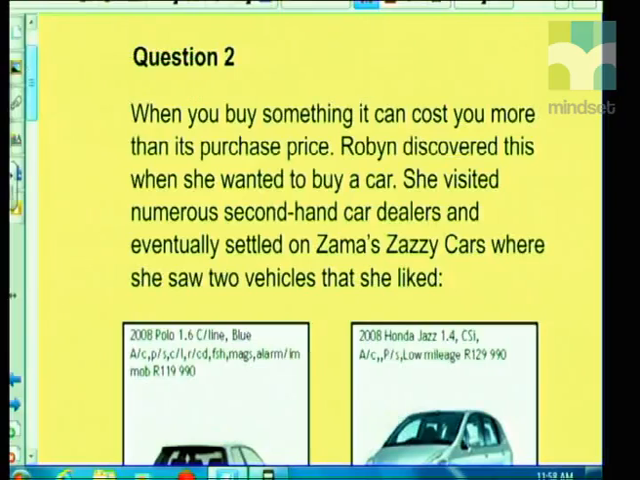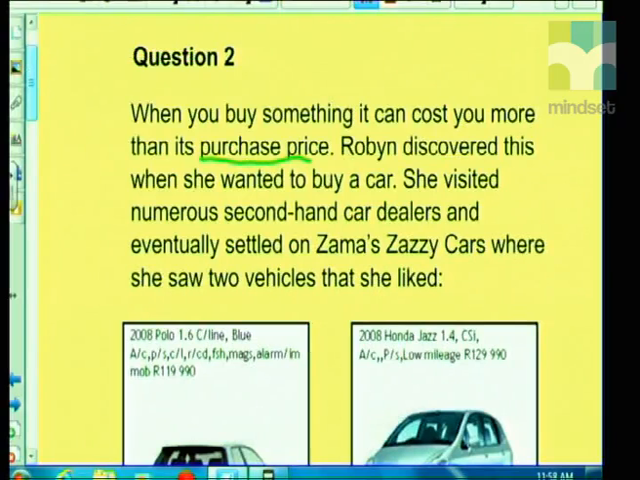Welcome back, grade 12s. Now we're moving on to do some more examples related to income and expenses. Now, here's a very interesting scenario that we're going to look at. That's about personal budgeting. It's business as well as a bit of finance. It's a context of buying and using a car. So let's have a look at it. So when you buy something, it costs you more than its purchase price. That's a very important principle.